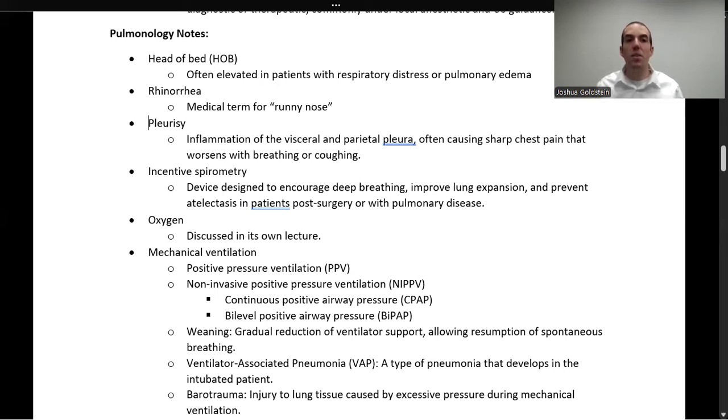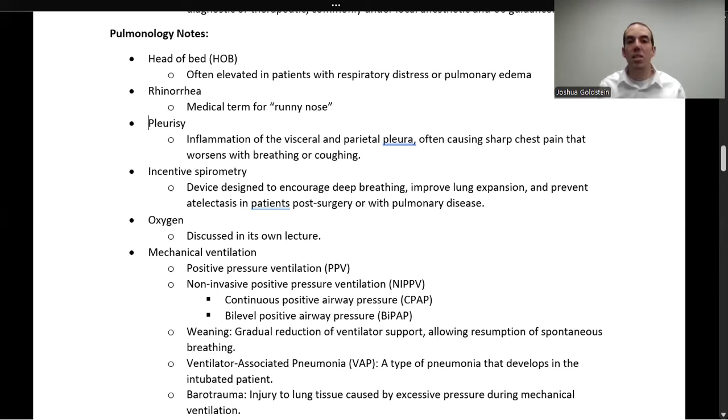There's a lot of benefits to incentive spirometry, and you're going to see this as a non-pharmacological intervention in a lot of different diseases that you're going to learn in the respiratory system. Oxygen is a whole discussion by itself. That is a prescription medication. We do discuss it extensively. I have a whole separate video that's posted under fundamentals just about oxygen.